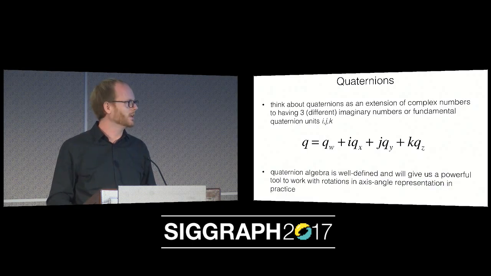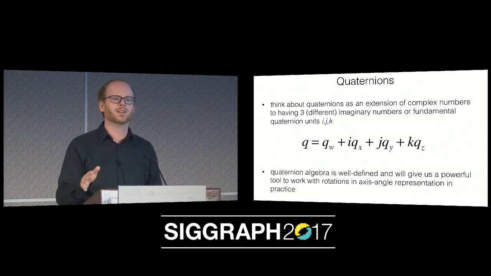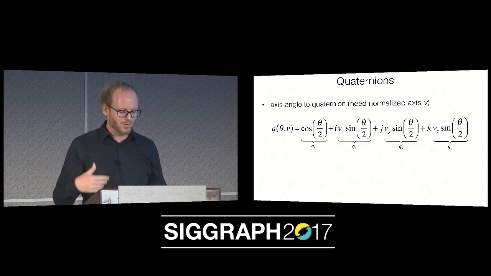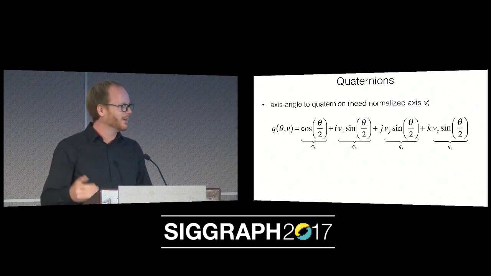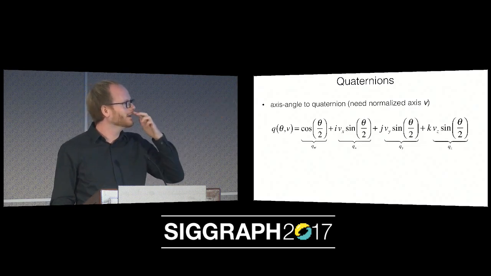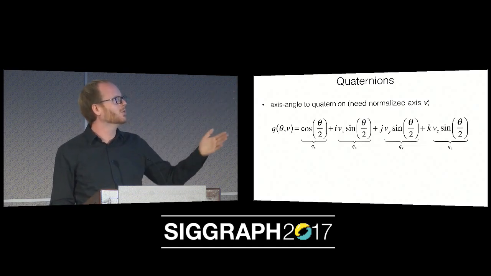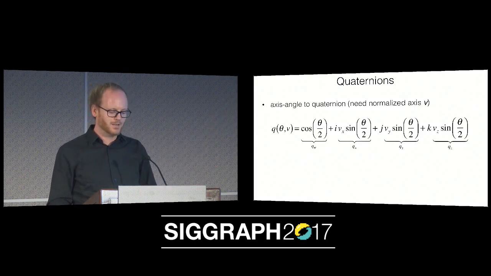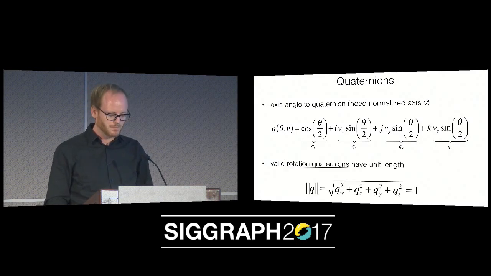So it's a powerful set of algebra. You can try to understand it and philosophize about what it really means, and I'll leave that as a homework to you. But if you just implement it, it usually works quite well also. So if we have an axis and an angle, so theta and v, we can convert that to a quaternion using this equation here. So the scalar part, QW, is just going to be cosine theta over 2, and then we're going to combine the different axis elements and the angle for the other three imaginary units of the quaternion.